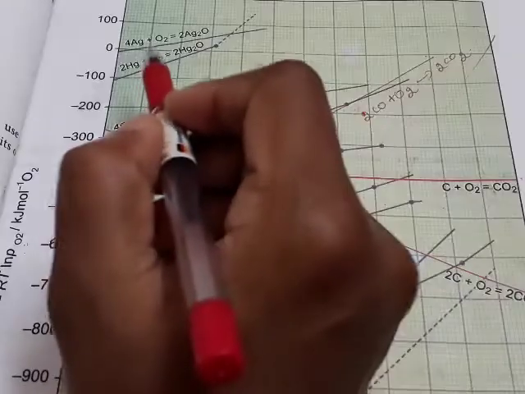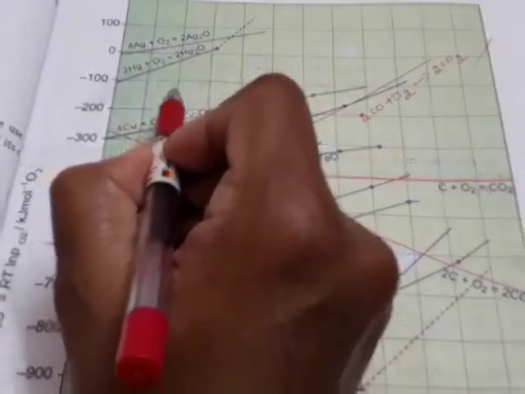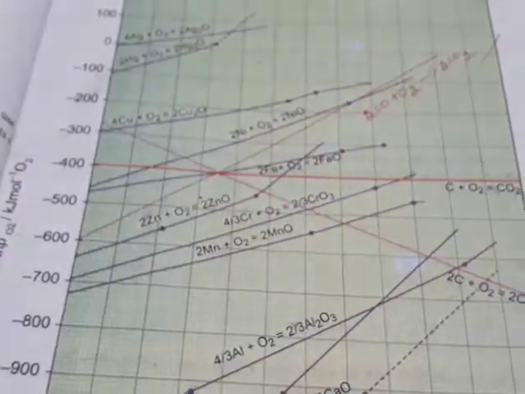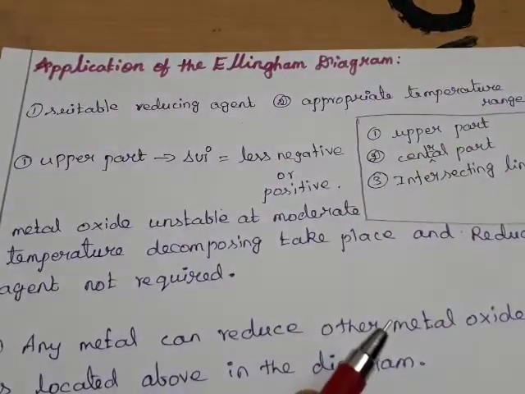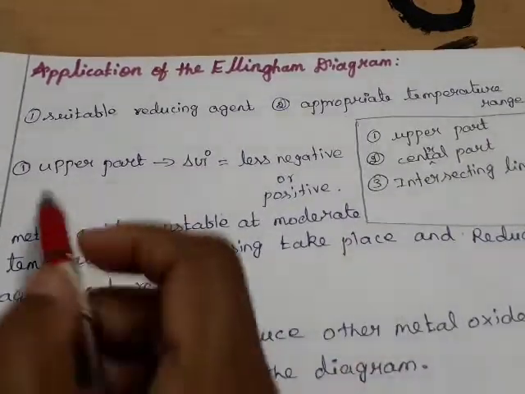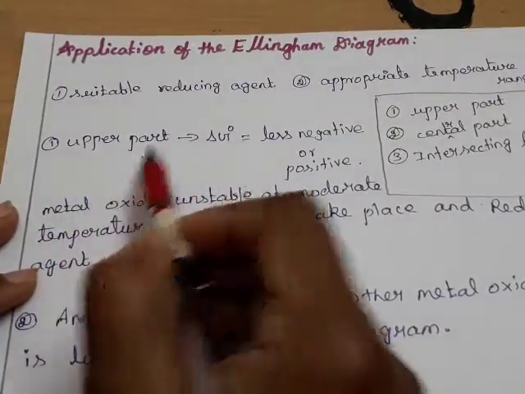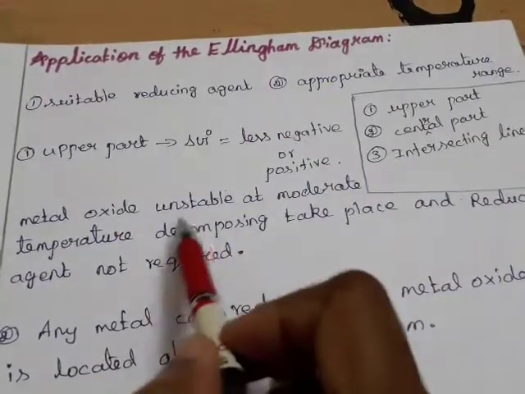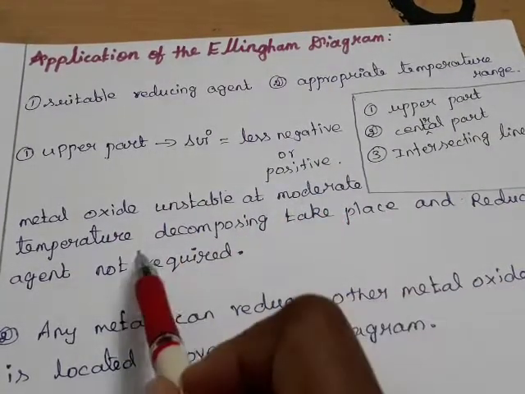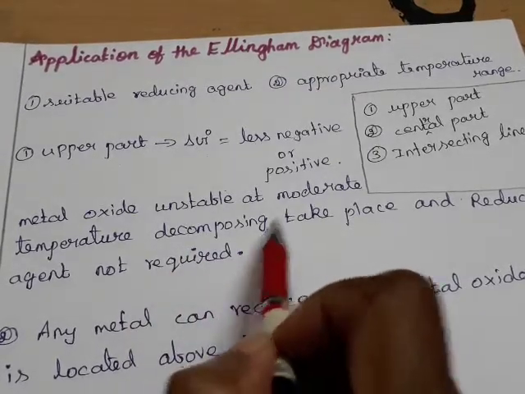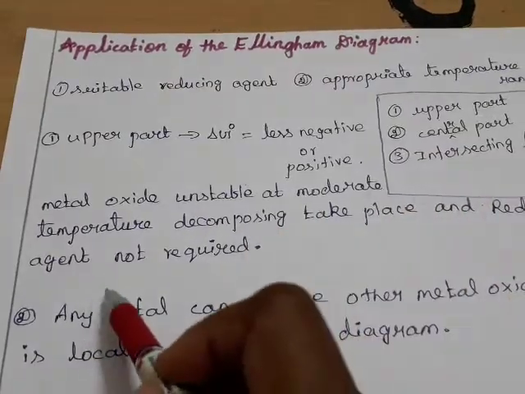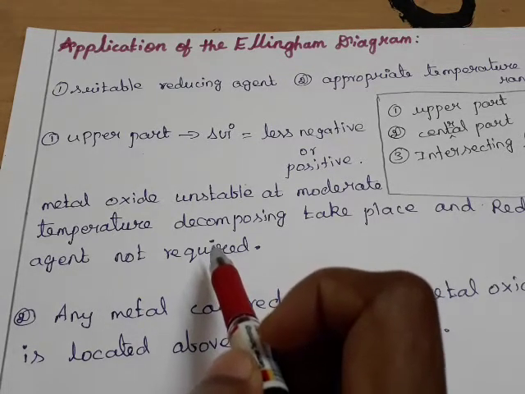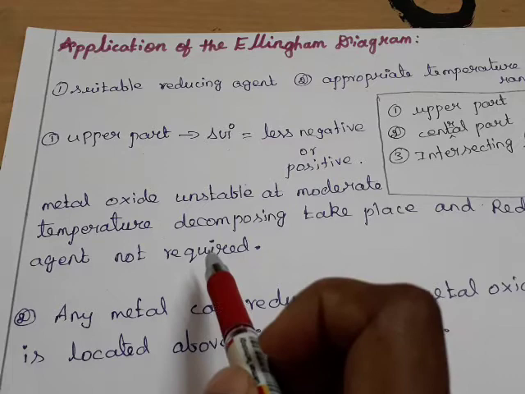This is the first point of the Ellingham diagram. The first clue is the upper part. In the upper part, delta G naught values are less negative or positive, so the metal oxide is unstable at moderate temperature, decomposition takes place and a reducing agent is not required. In the upper part, you do not add any reducing agent.